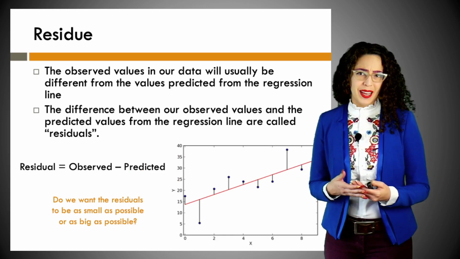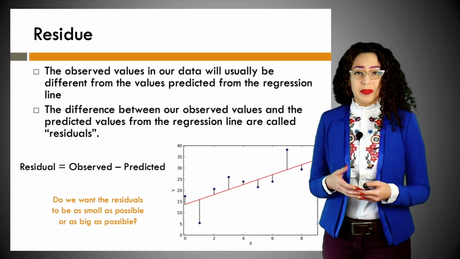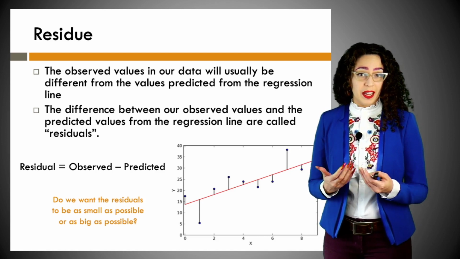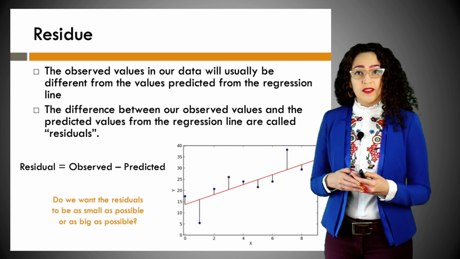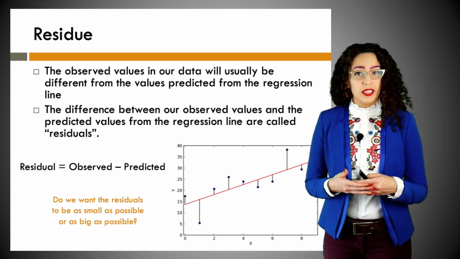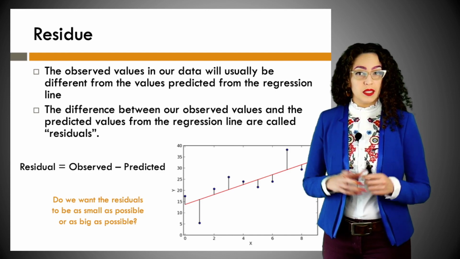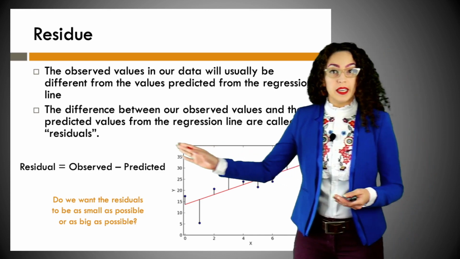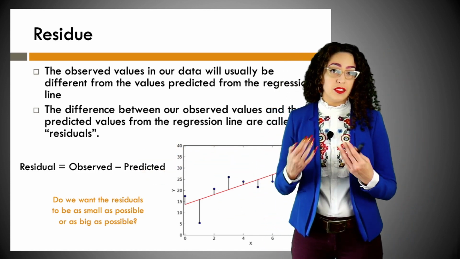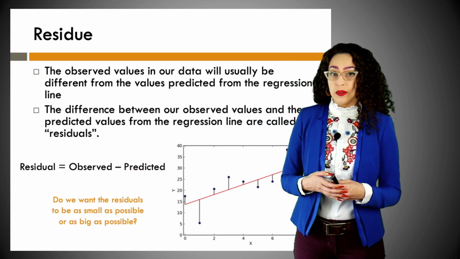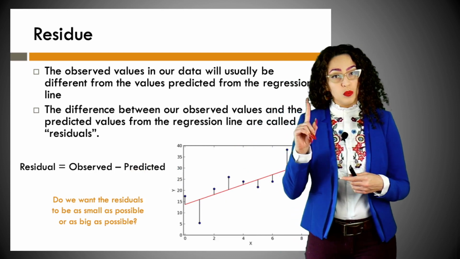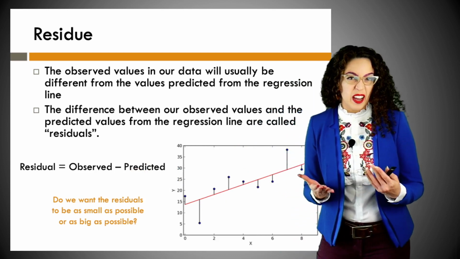But, as you might have guessed, the observed values in our data will usually be a little bit different from the predicted values from that regression line. The difference between our observed value and the predicted values from the regression line are called residuals. What are residuals? It's the observed value, so if you had a score of 10, but it was predicted that you would get a score of 9, there is 1 point that's a residual. It's basically how off you were.